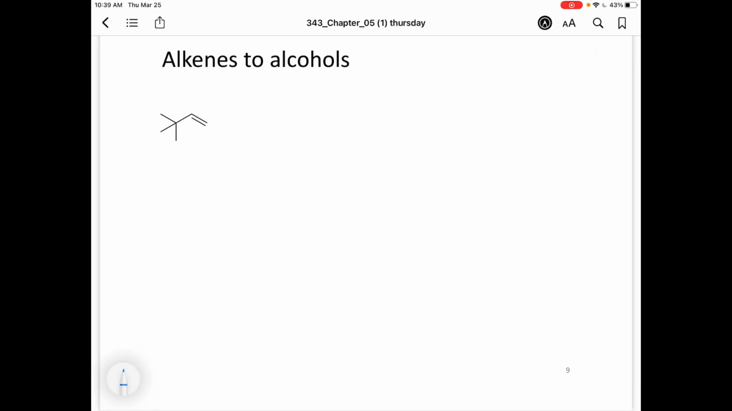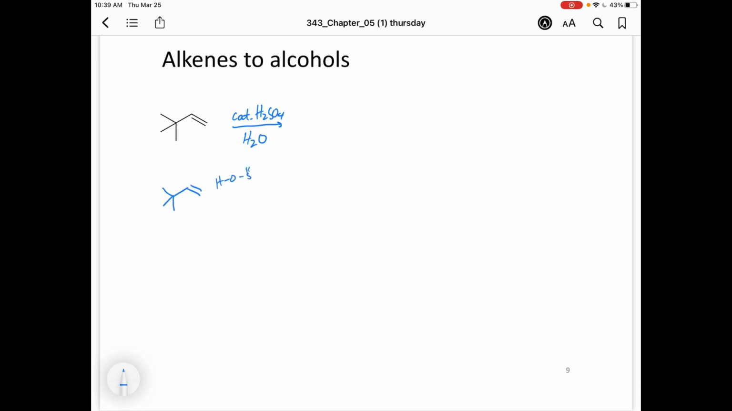In this video, we're talking more about alkenes to alcohols, and we've talked about this before using catalytic strong acids. So we're going to use H2SO4 in the presence of water. Now, the issue with this is that we do form carbocations, and we have to remember when we form carbocations that we could get rearrangements.